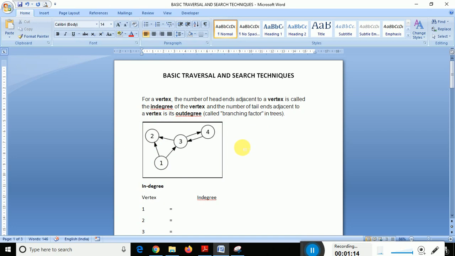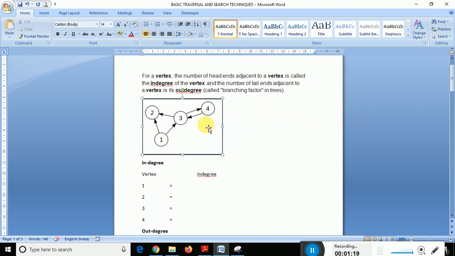In the question paper they will ask this for 2 marks. They can give a graph like this and ask you to find out the in degree and out degree of the given graph. What you have to do, first of all, I have written everything here. There are 4 vertices, 1 2 3 4. These are also known as nodes or vertices. I have written 4 vertices, and the edges which are pointing out, we have to identify and put here.